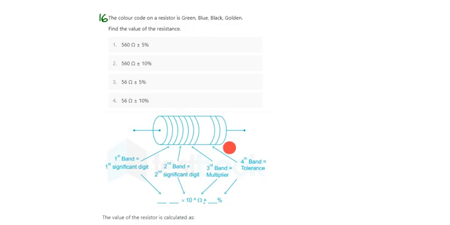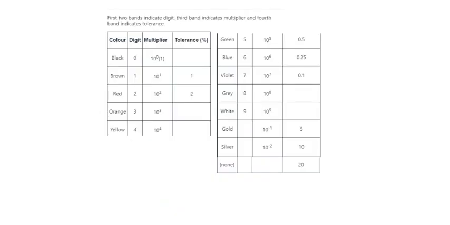For band resistors, the first band is the first significant digit, the second band is the second significant digit, the third band is the multiplier, and the fourth band is the tolerance. So in the question, four bands are there: green, blue, black and golden. The first band is green, and green is 5, so the first digit is 5.